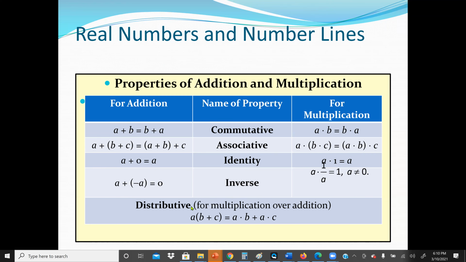We also have the distributive property for multiplication over addition. If I have A, parenthesis, B plus C, we always assume parentheses mean multiplication. So we can open the parenthesis and have A times B plus A times C, which is called the distributive property.